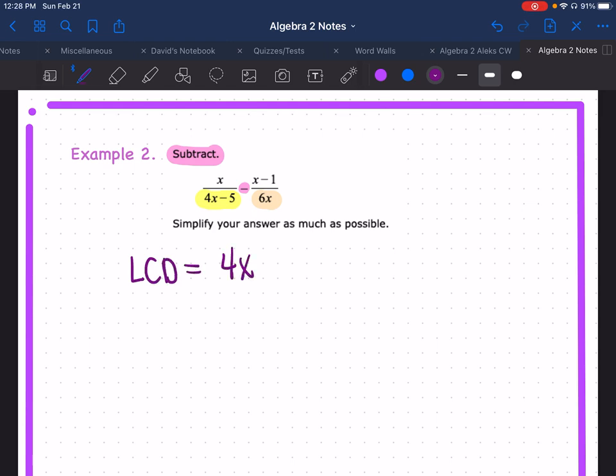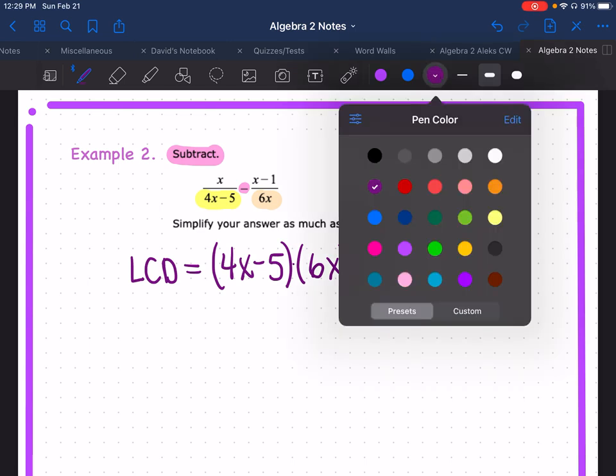So I'm looking at 4x minus 5, and it looks like a factor, but because there's that 4 in front of the x, I'm thinking, could I divide 4 and 5 by a number? I can't. 4 is even, 5 is odd. I'm just going to make that into a factor. Yes, I could think of 6 as 2 times 3, but there's no need for it right now. So I'm going to keep it as times 6x. So there's my LCD. I'm just going to multiply the two of them together. So maybe this one isn't as bad as I thought it was going to be.